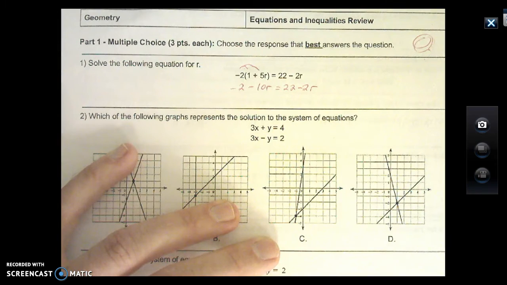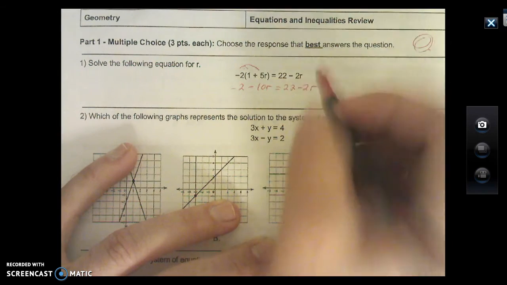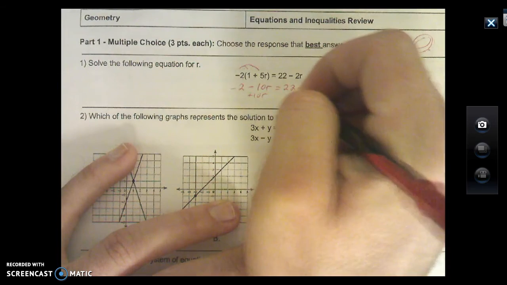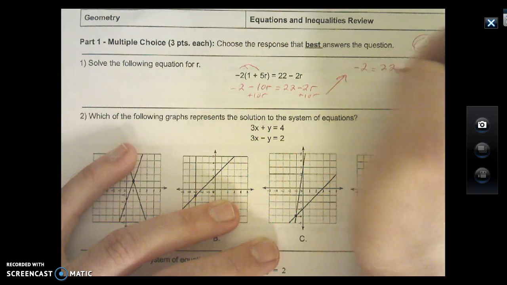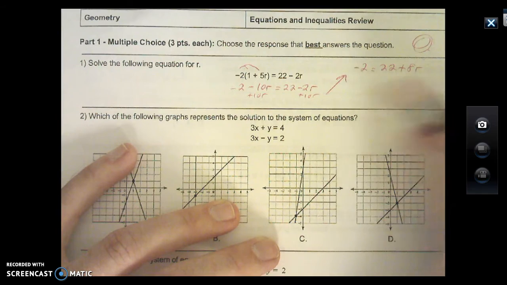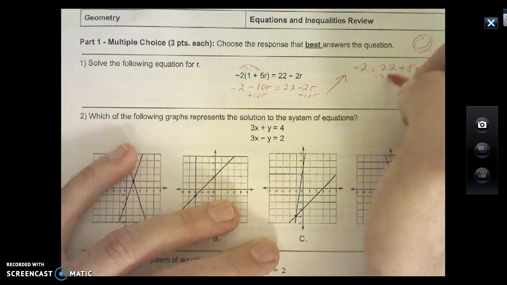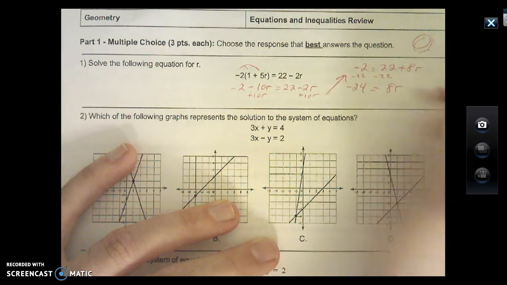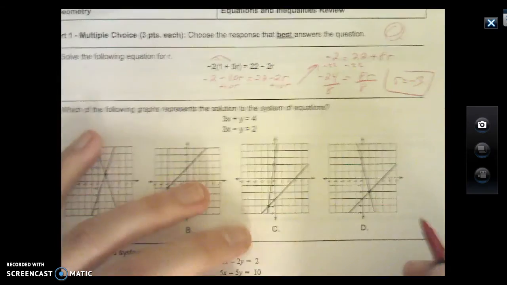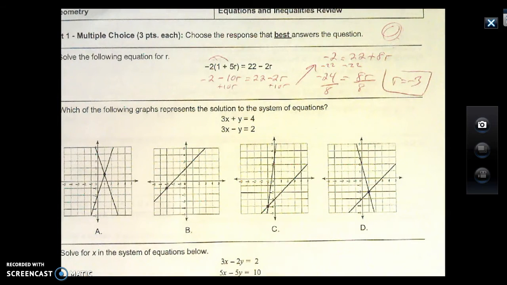Alright, from here, we're looking to get all the r's on one side. I'm going to add 10r to both sides, which gives me negative 2 equals 22 plus 8r. Negative 2 plus 10 gives me positive 8. Subtract 22 over. Negative 24 equals 8r. Divide by 8. And I get r equals negative 3. Okay? So again, just distribute, get things on one side, good to go.